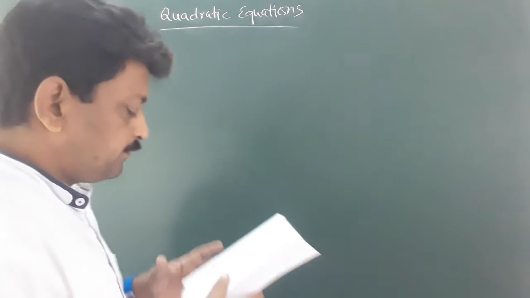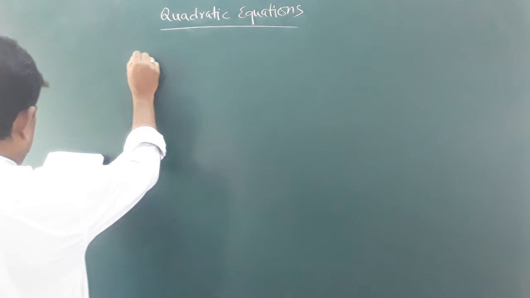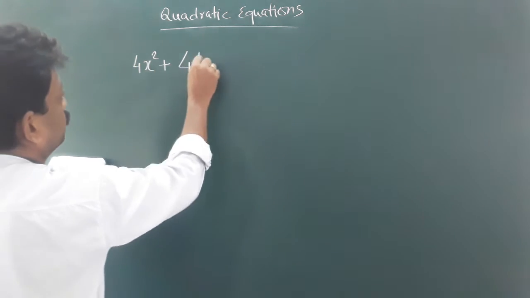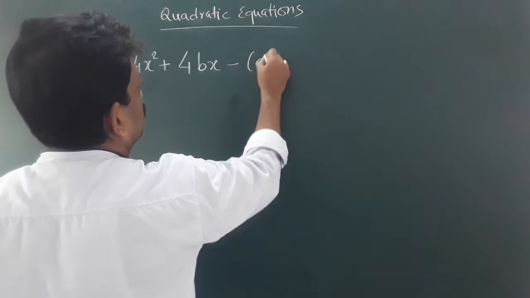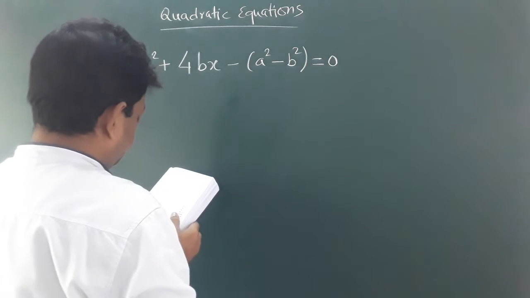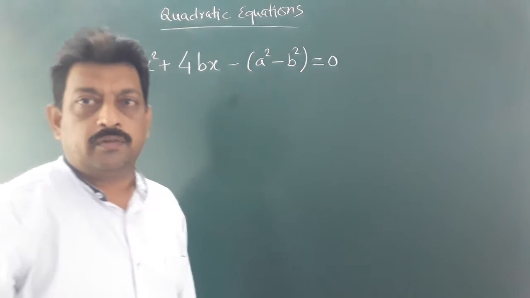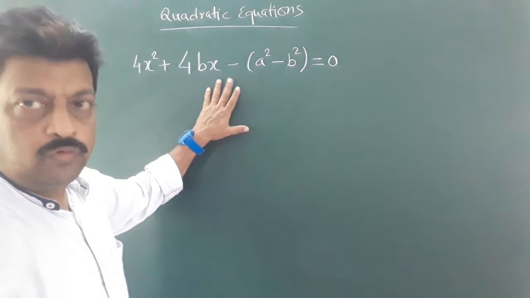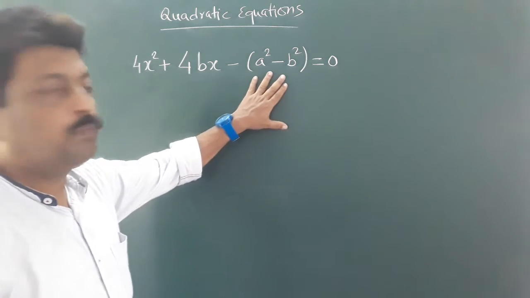So here is the first question. 4x square plus 4bx minus a square minus b square equals to 0. We have to find the roots of this quadratic equation. So first of all, let me open the bracket.